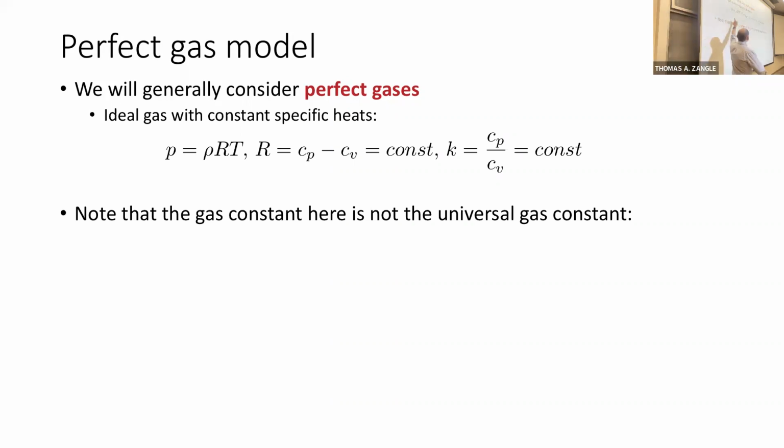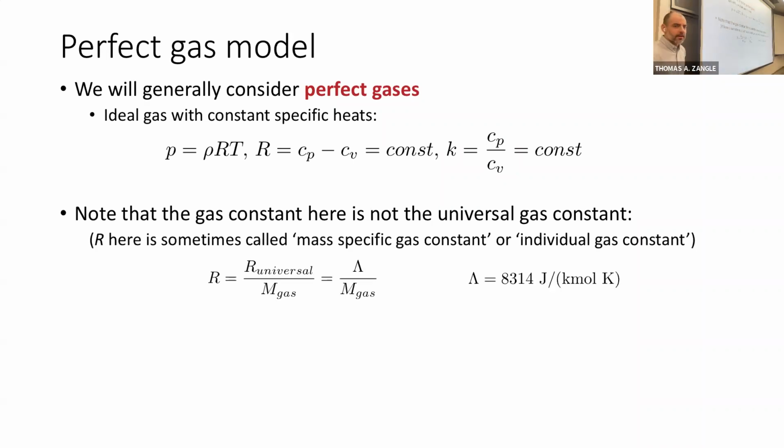So note, however, that in this expression and in the nomenclature in your textbook, draw your attention to this, that R is not the universal gas constant. It's not 8314. The R here is sometimes called the mass specific gas constant or the individual gas constant. And it's the universal gas constant divided by the molar weight of your gas.